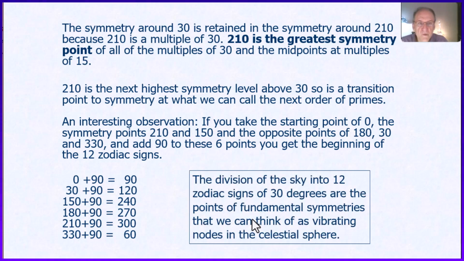Okay, so the division of sky into 12 zodiac signs at 30 degrees are the points of fundamental symmetries. We can think of these as vibrating nodes in the celestial sphere. Vibrating nodes are points in which these fundamental elements of numbers are meeting together in these symmetry points.